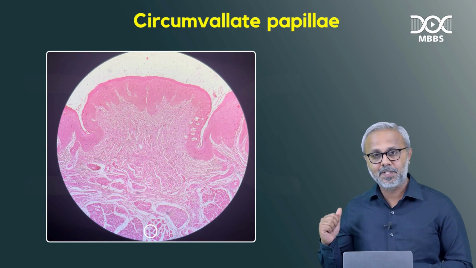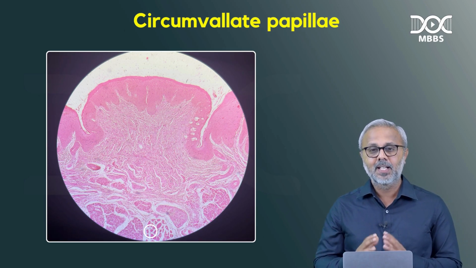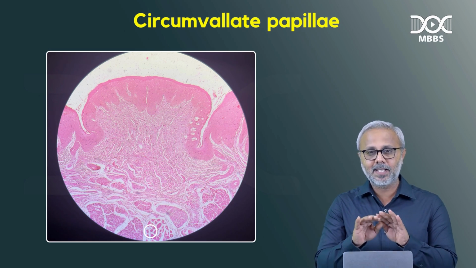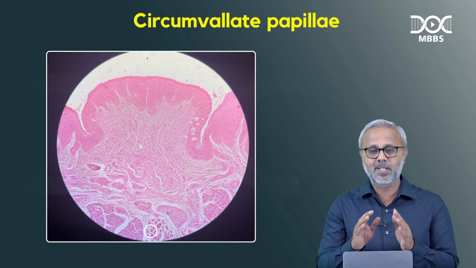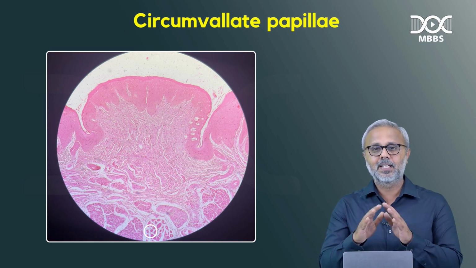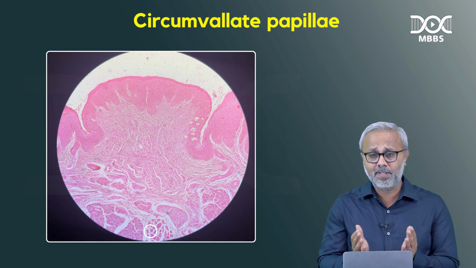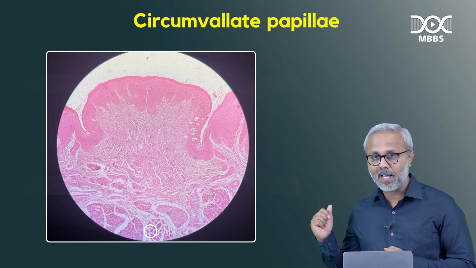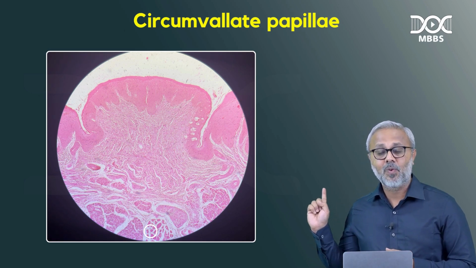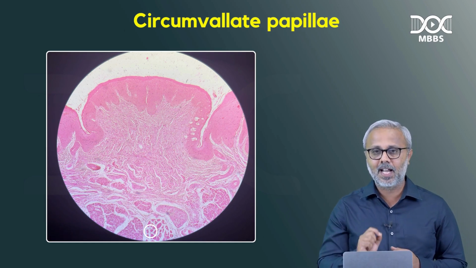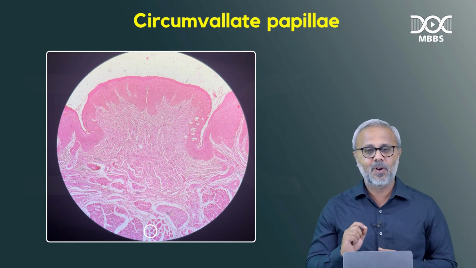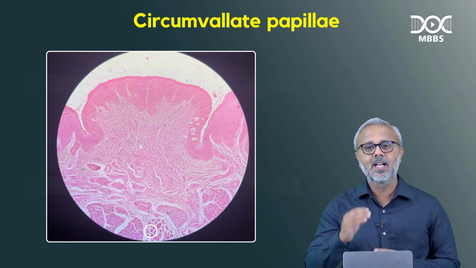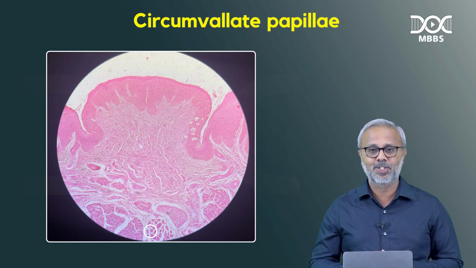Remember, this differs from fungiform papilla in that the base of the fungiform papilla is slightly narrow and the apex is slightly broader, almost like a mushroom. But here, the base and the apex are almost of the same width, and we have a typical groove called the moat or vallum, and there is presence of von Ebner's glands or serous glands which open into the base of the vallum. This is how we identify the slide of circumvallate papilla, and these should be your identification points.